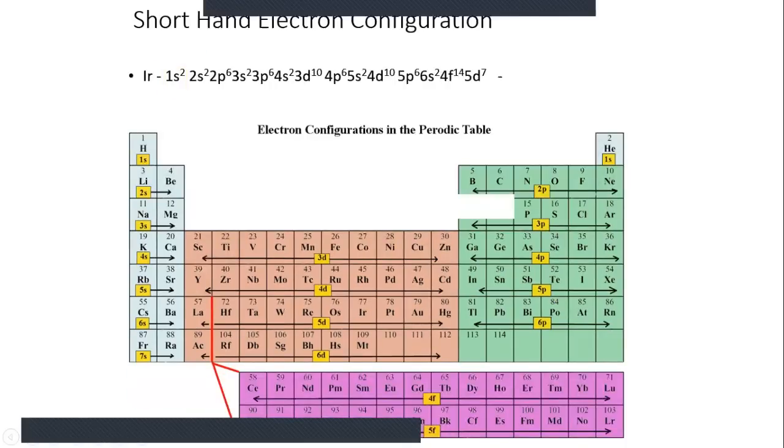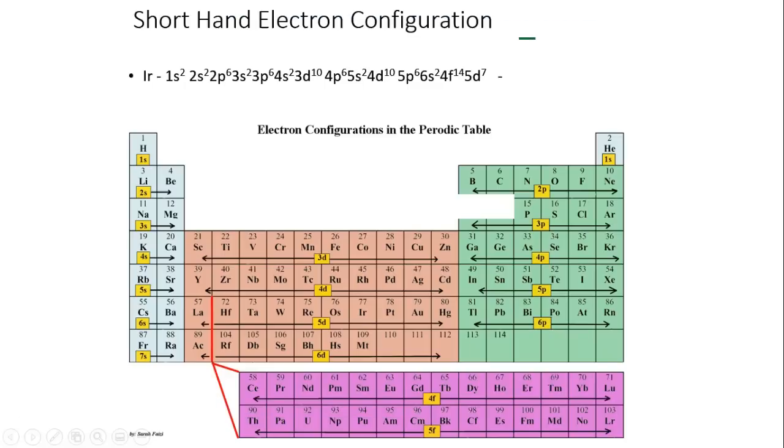Next, we look at iridium, which is a heavier element. You can imagine how long it would take to write this electron configuration. 1s2, 2s2, 2p6, 3s2, 3p6, 4s2, 3d10, 4p6, 5s2, 4d10, 5p6, 6s2, 4f14, 5d7. And let's see, it has 7 d electrons. Let's see how many lone electrons it has.